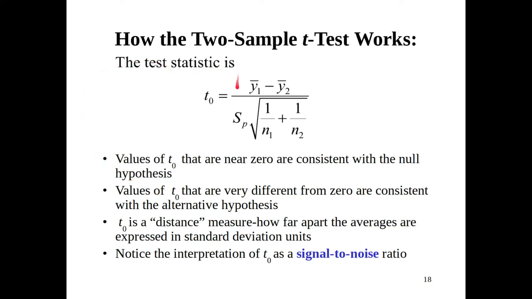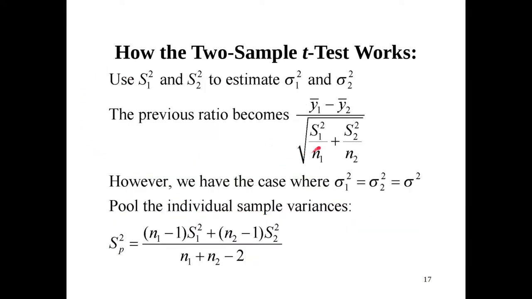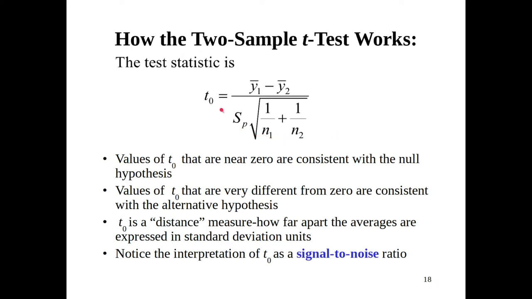The t-test becomes, we replace s1 square by Sp square and s2 square by Sp square, simplify it further, and this becomes the simplified formula: t0 is equal to y1 bar minus y2 bar divided by Sp times the square root of 1 over n1 plus 1 over n2. So very good. It's very much in line with the z0 formula we have, right?